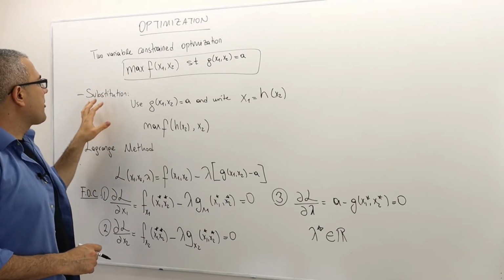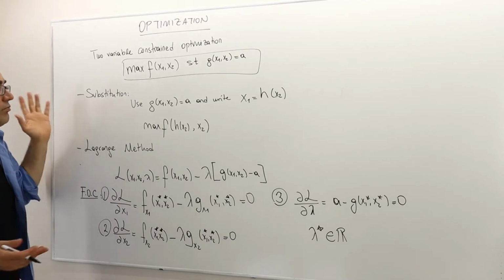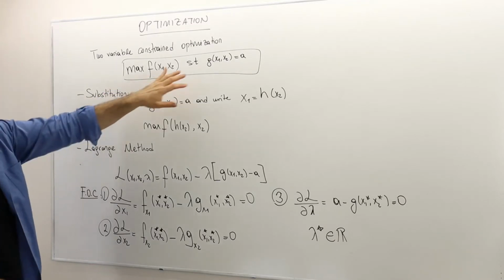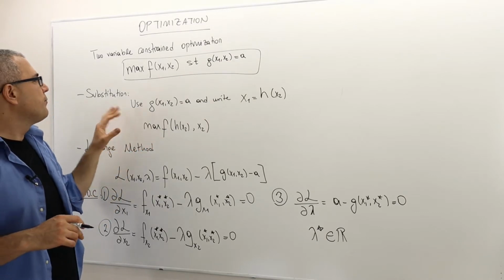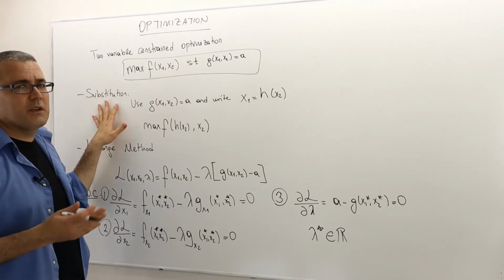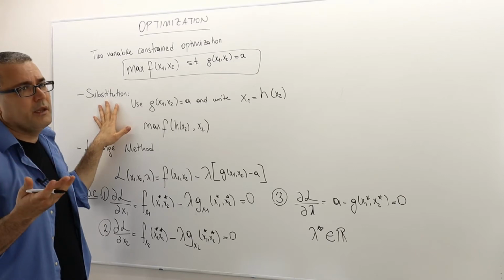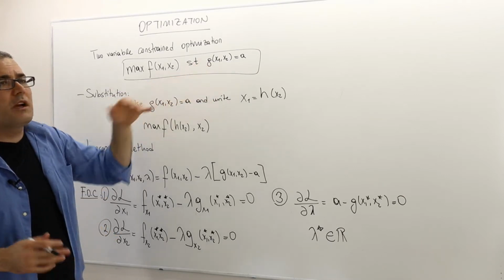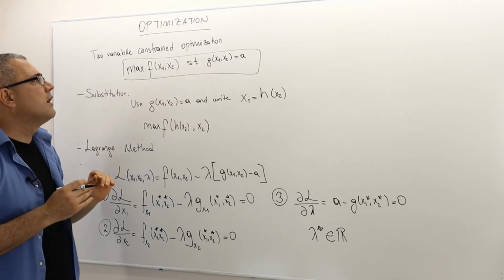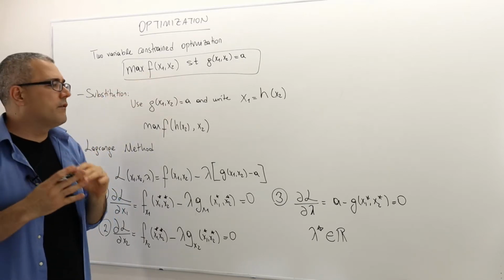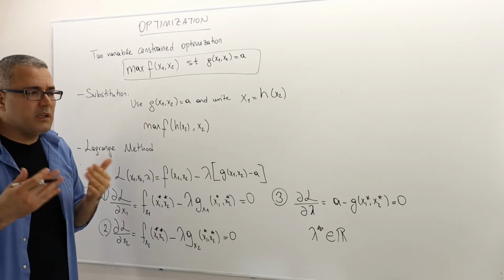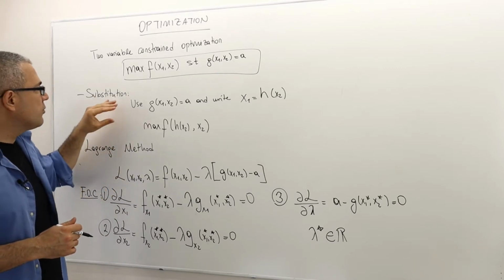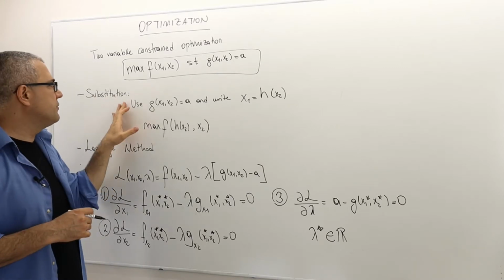All right, so there are two methods. Well, depending on the environment, if the g functional form is not too complicated, I always suggest to use the substitution method because I think it's the easiest. But sometimes g can be very complicated or f can be a very complicated functional form, in which case the Lagrange method can be easier to apply. All right, so what is the idea of the substitution method?